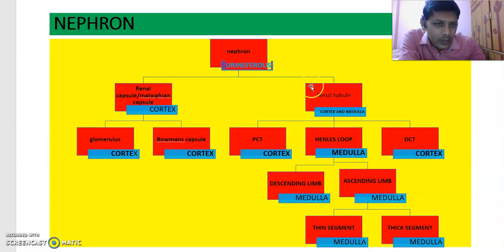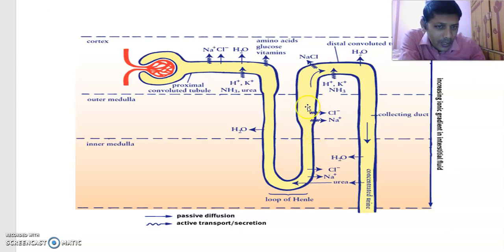This part, the renal tubule, is present in the cortex and medulla. It consists of the PCT, proximal convoluted tubule, and the DCT, distal convoluted tubule. In between these two, there is the loop of Henle. It has a descending limb and an ascending limb. This is the thin part of the ascending limb, and this is the thick part of the ascending limb.